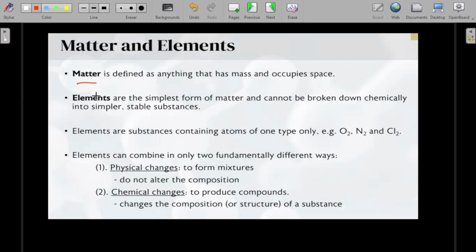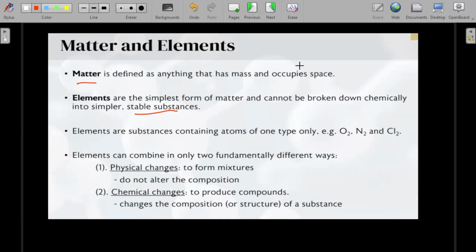We can also have elements. Elements are simply substances that cannot be separated by any chemical means, and these are stable substances. These elements are a form of matter. That's another term you need to know. We have different examples of elements, like oxygen, nitrogen, and chlorine. So these are elements.